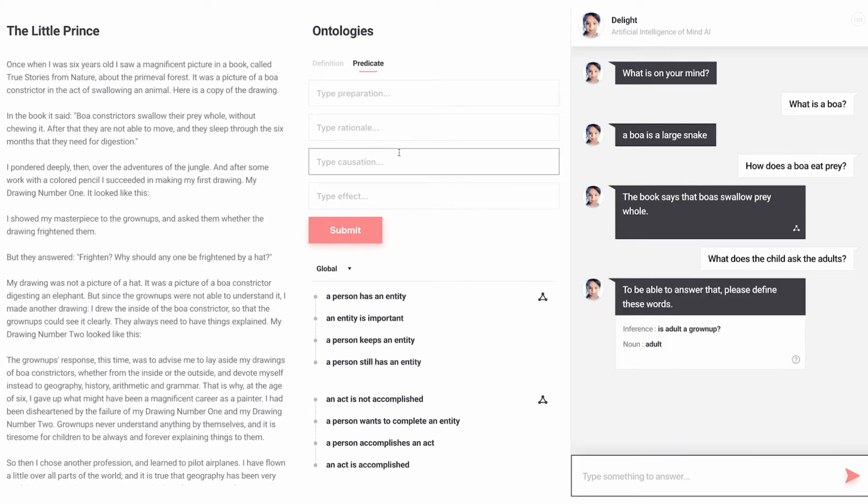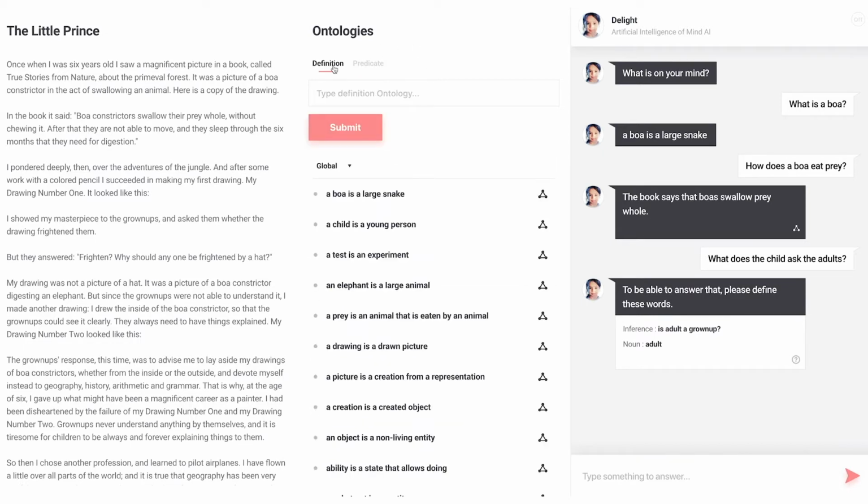To be able to answer that, please define these words. Is adult a grown-up? Right. So as we said before, she doesn't know everything. So the word adult is not actually in the text. But we do have something that seems to behave in the same way that adult does. So she's giving us the inference. Is an adult actually a grown-up?